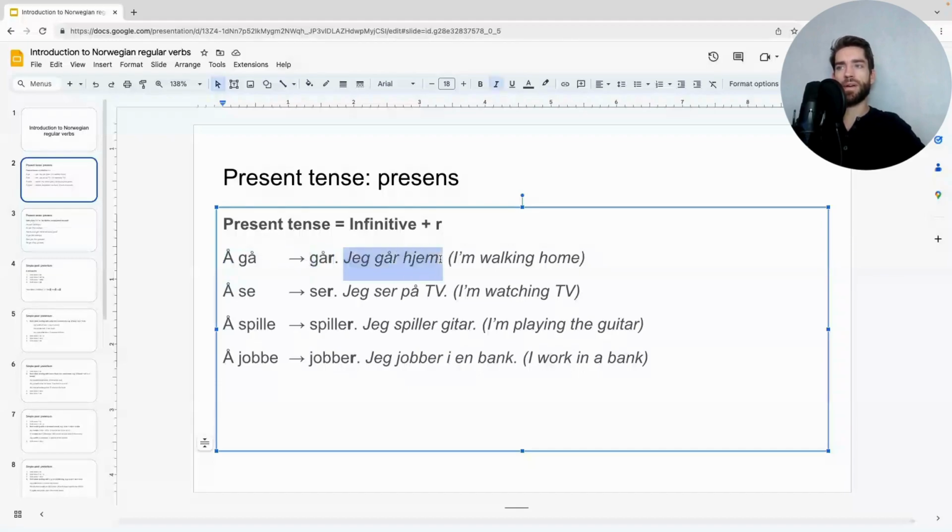Jeg går hjem. I'm walking home, or I walk home. We don't have this I'm walking. That really doesn't exist as a separate verb form in Norwegian as it does in English. So we just use the present tense. That communicates the same thing.